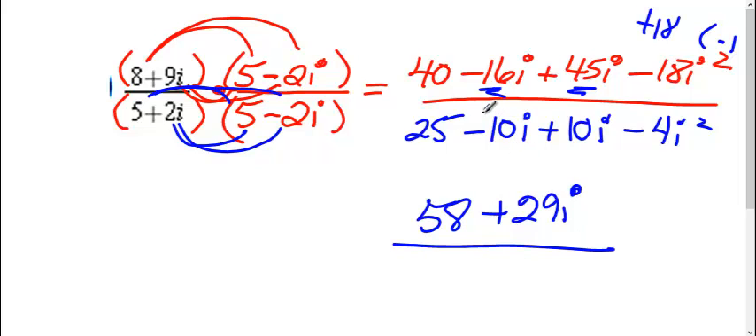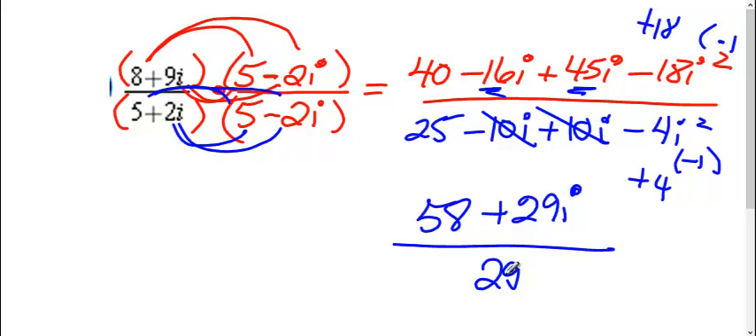On the bottom, these cancel. We know an i squared is negative 1. Negative 4 times negative 1 is a positive 4. And then 25 plus 4 is 29.